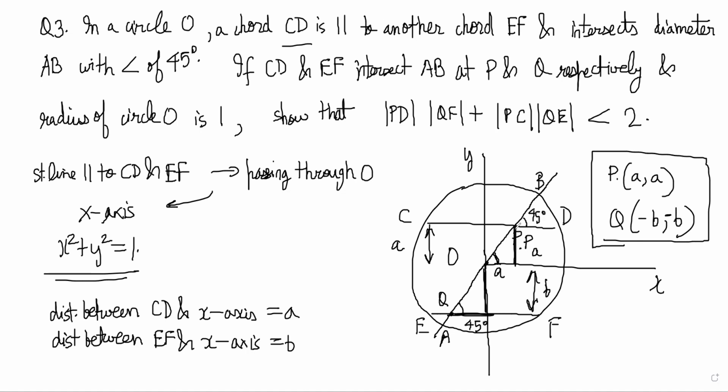So if you know the coordinates of P, basically now you can find the coordinates of C and all. How? We know that the y coordinate of C will be A because the line parallel to CD is the x-axis, so CD is also a perfectly horizontal line. So the coordinates of C, D, E, F can now be found.